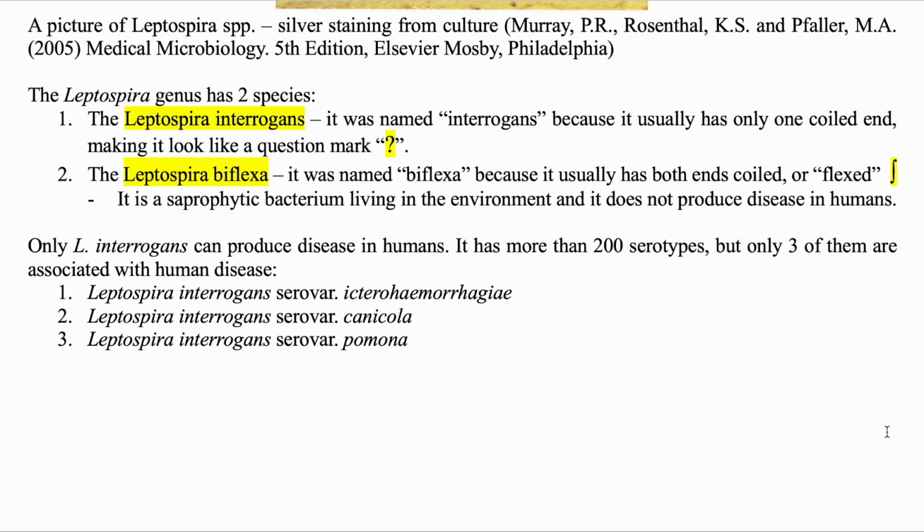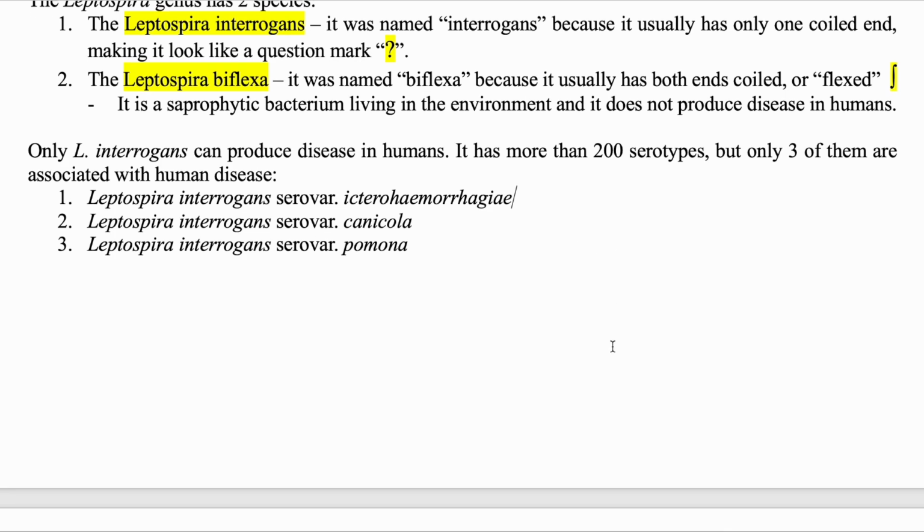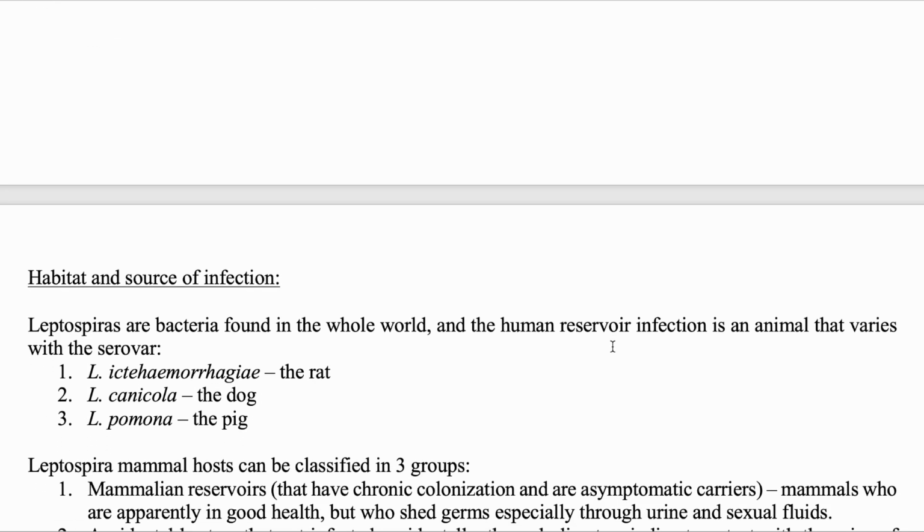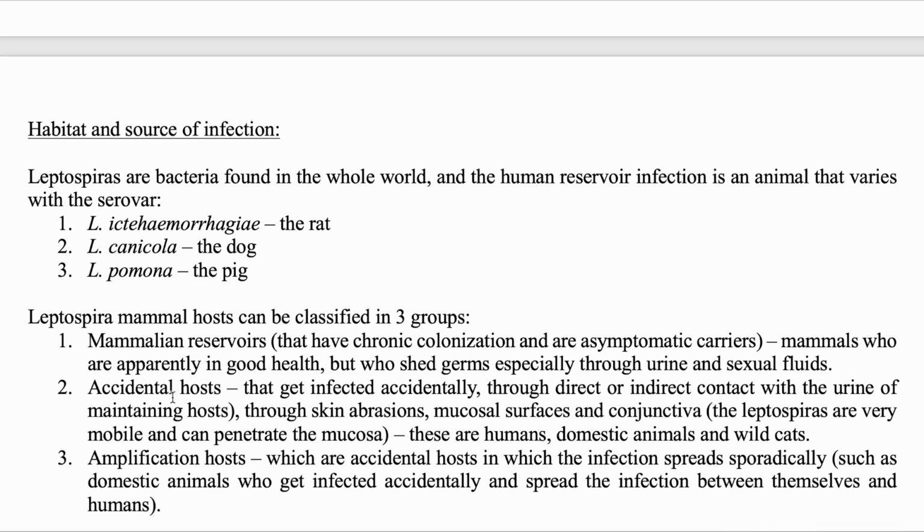It has more than 200 serotypes, but only 3 of them are associated with human disease. The first one is the serovar icterohaemorrhagiae, the second one is serovar canicola, and the third one is serovar pomona.